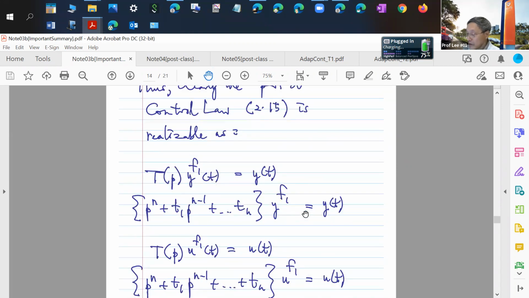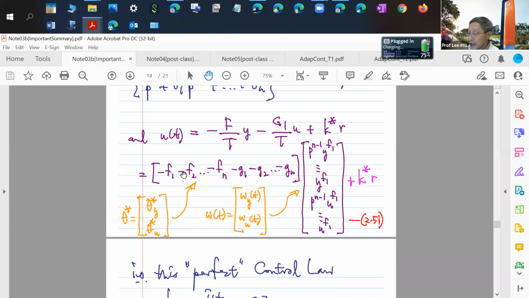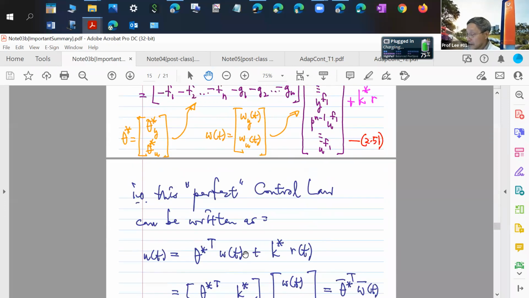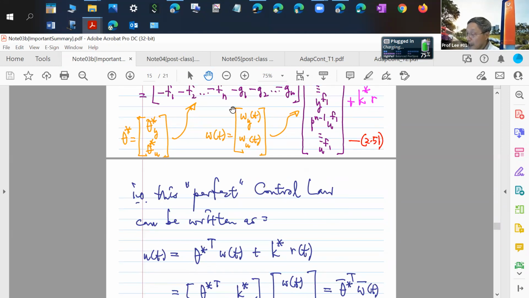So, perfect control law, you can write it out, basically as a row vector of gains and a column vector of all the signals you have. You generated them. These are the n signals coming out of the 1 over t filter with y as input, and these are the n signals coming out of the 1 over t filter with u as input, plus k star r. I've conveniently written it like that, compactly, and it's exactly the perfect control law, just written in this manner.